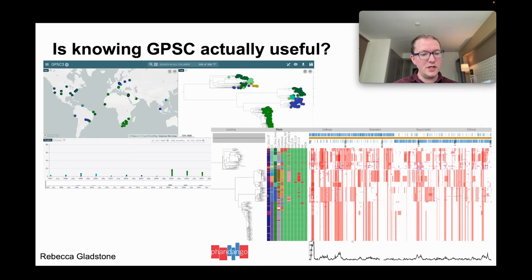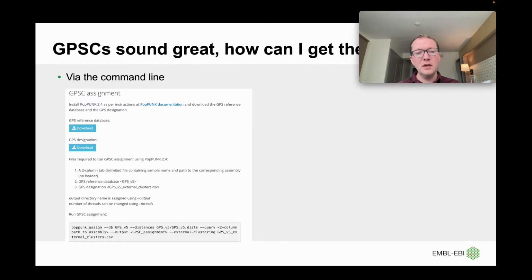So why would you want to know the GPSC? Well, there are lots of resources available, is one answer. Rebecca Gladstone made Fandango and Microreact. So you can look at recombination, you can look at phenotype like drug resistance, you can look at subclusters, you can look at global sampling for all of the different GPSCs. So it gives context to your smaller set of genomes. You can see what the global picture is in these sequence clusters, which is really useful.